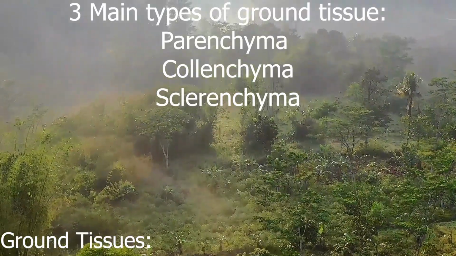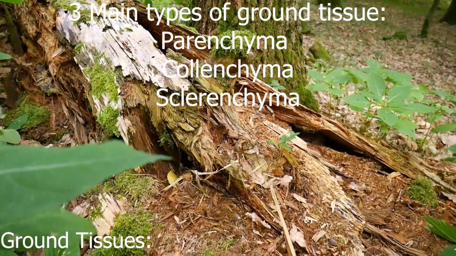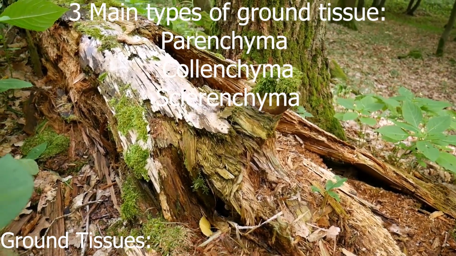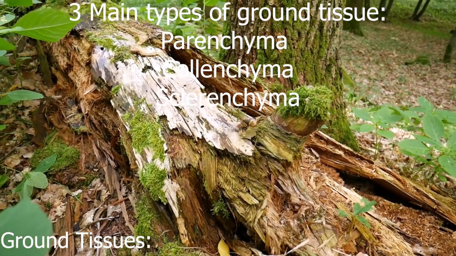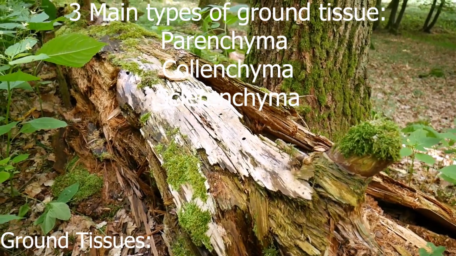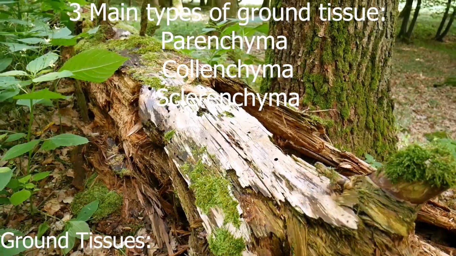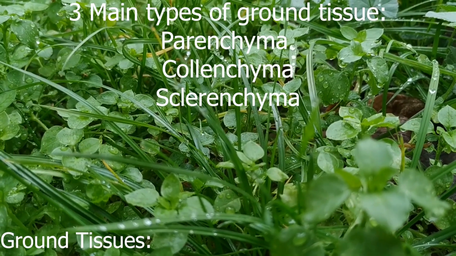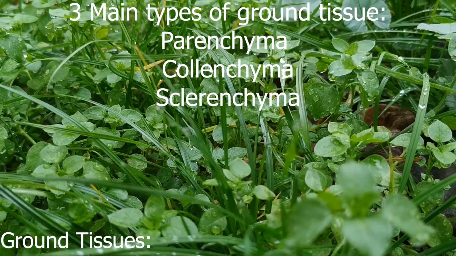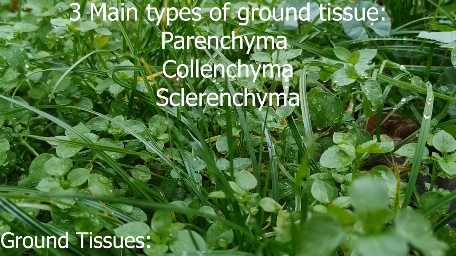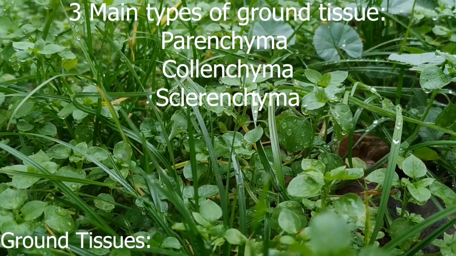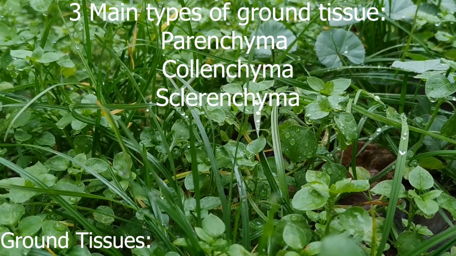And so let's look at parenchyma tissues. Now, parenchyma is the most common type of ground tissue. It consists of thin-walled living cells with large central vacuoles. Parenchyma cells are not specialized and can perform various functions, including photosynthesis, storage, and secretion. They are found in many parts of the plant, including the cortex, the pith, the mesophyll, and even the fleshy fruits.